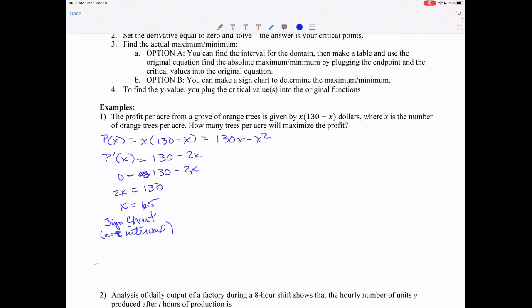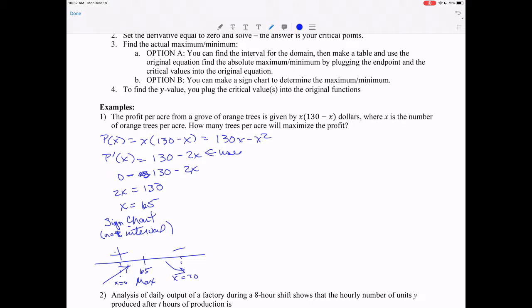Okay, so what does that mean? That means that we have 65, so we pick a value over here, so x equals 0, and a value over here, so x equals 70, and we plug them into the derivative. So if I put 0 in here, I'm going to get 30, so that's positive. If I put 70 in here, I'm going to get negative 140, so that's negative. That means it goes up and then down, so it's a max.